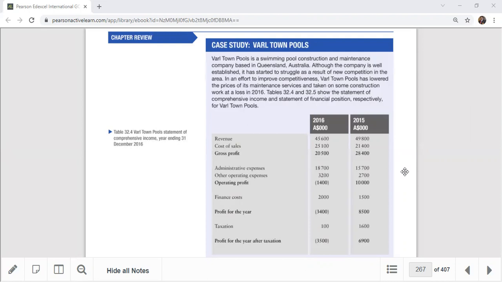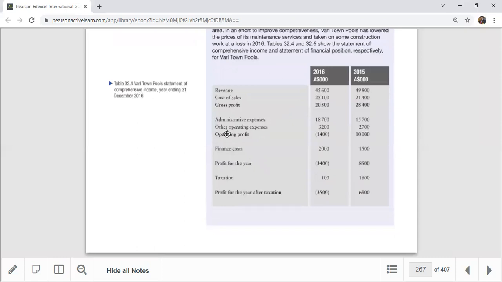Town Pool. So here you can see 32.4, the statement of comprehensive income, year ending 31st December 2016. Here we can find the revenue, cost of sales, and gross profit. And then after that, gross profit minus all the expenses, administration expenses, other operating expenses, and the operating profit is there. After deducting financial costs, we can see the profit for the year.